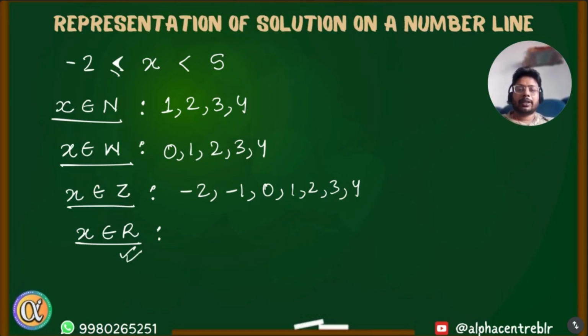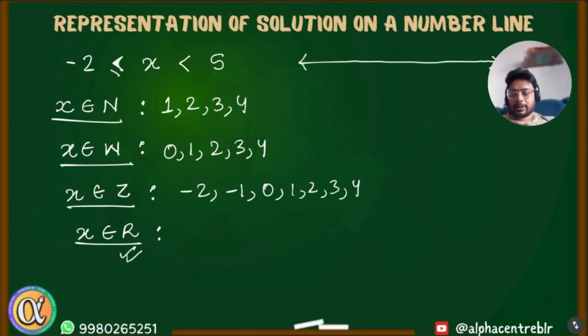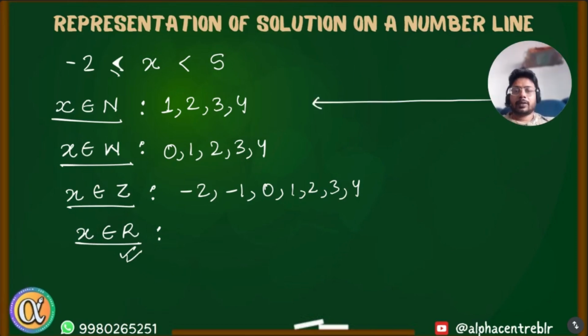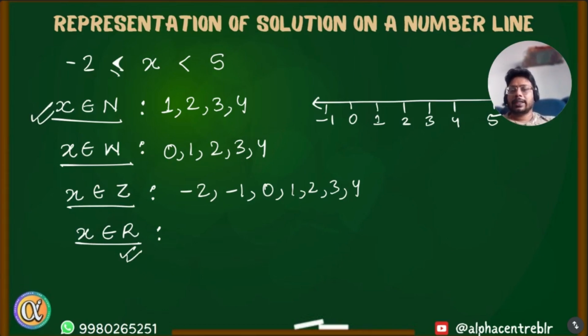We're all familiar with the number line, so it's simple. Let's suppose this is a number line. If we represent the solution for x belonging to natural numbers, we just need to represent these discrete numbers, the specific numbers 1, 2, 3, and 4. The correct way to do that is to darken these points: make a solid dot on 1, on 2, on 3, and on 4. This is how we represent natural numbers.